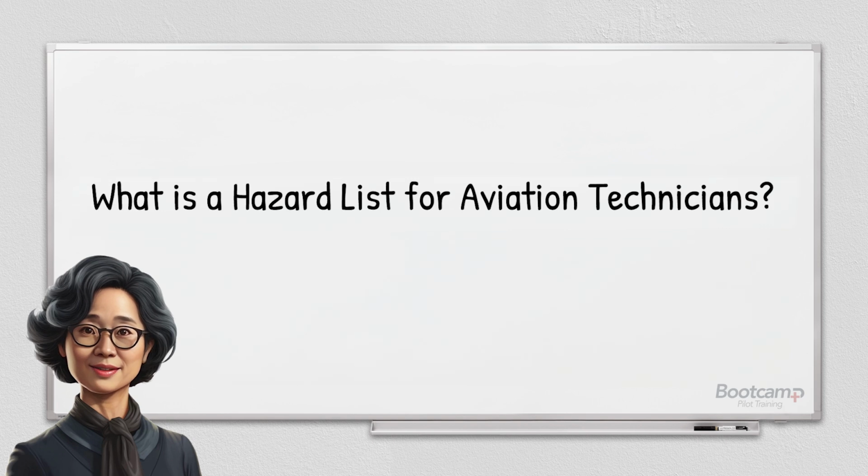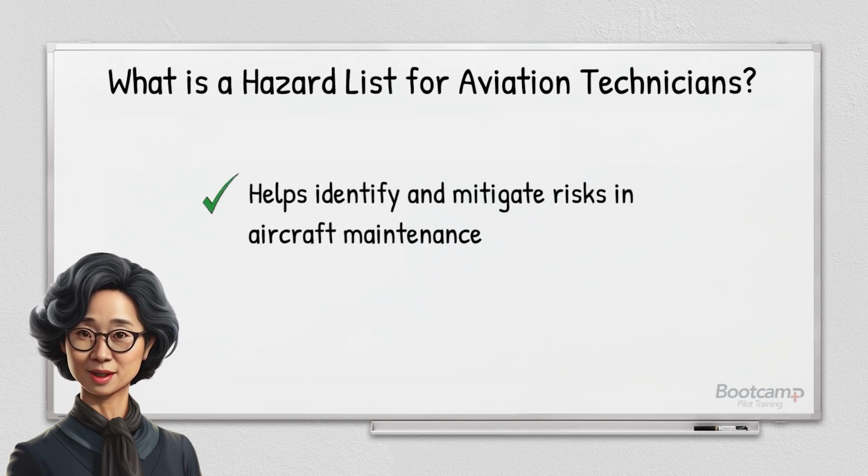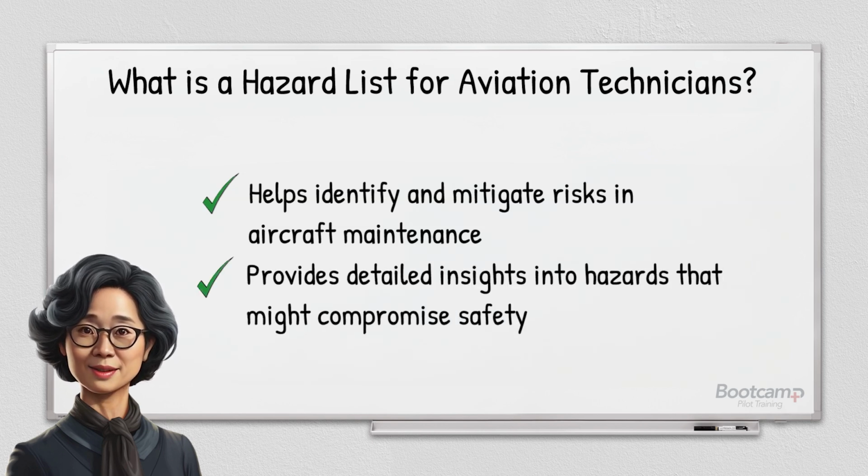A hazard list for aviation technicians is an essential tool that identifies and mitigates risks in aircraft maintenance. This detailed record highlights potential hazards that could jeopardize safety. By understanding and addressing these risks, technicians can create a secure and efficient maintenance environment.